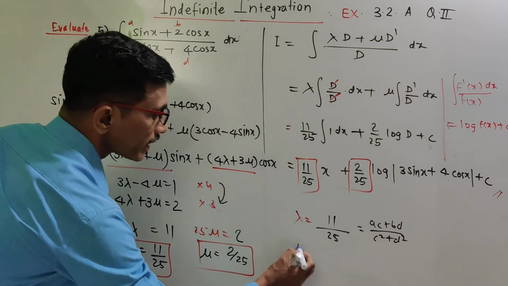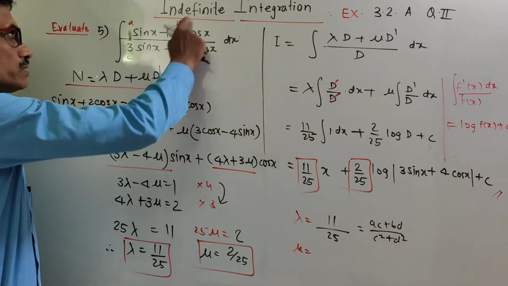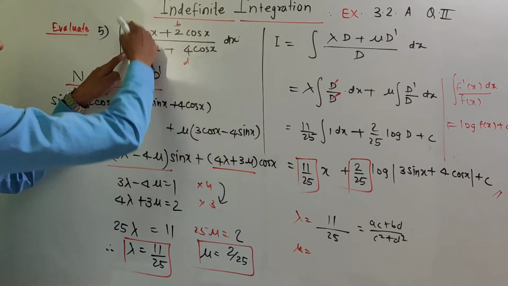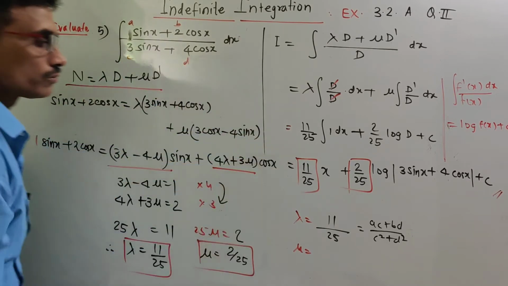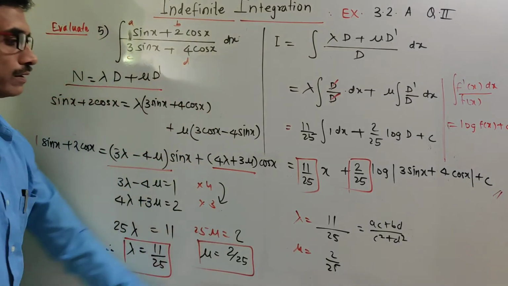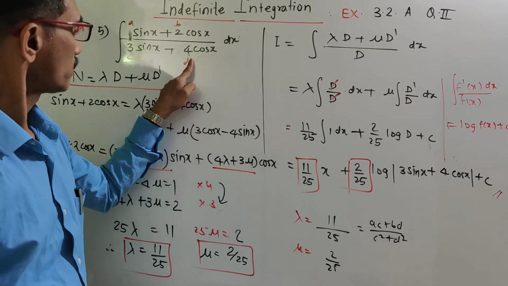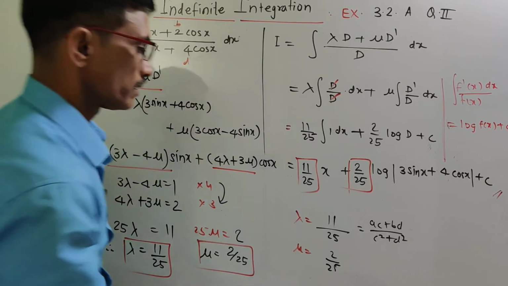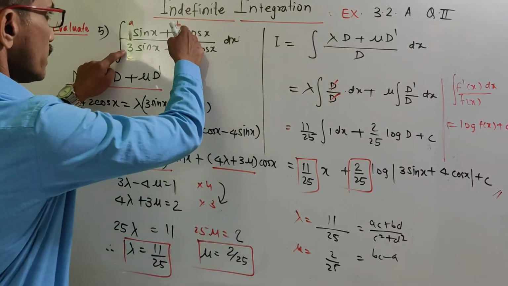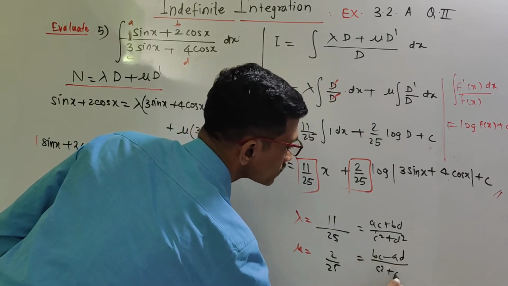Then how can we get mu? Mu is equal to BC minus AD. BC minus AD means what? 6 minus 4, so that is equal to 2. So it is 2 upon 25. The denominator will be the same, 25. The denominator is C square plus D square. So mu is BC minus AD upon this C square plus D square.